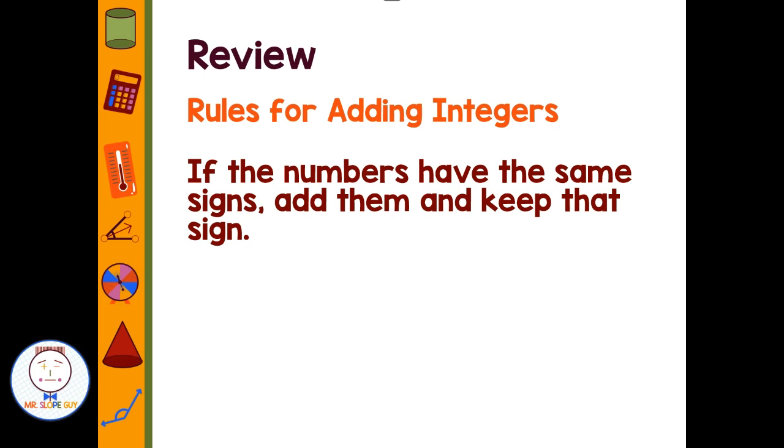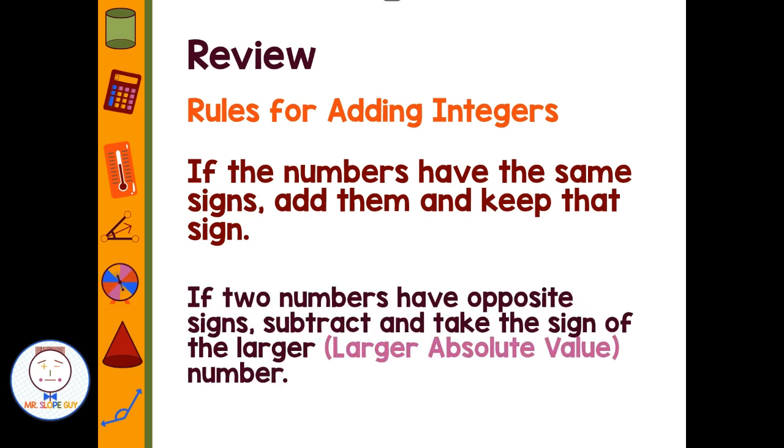The second rule for adding integers would be if the two numbers have opposite signs, we subtract and take the sign of the larger number. And what we're really talking about is the sign with the larger absolute value. So if I was adding a positive and a negative number, I would subtract the two numbers, get my answer, and then I would use the sign of the number with the greater absolute value. If you need to see more examples of that, there's a lesson on adding integers. But now let's assume that we've all practiced adding integers and look at subtracting integers.